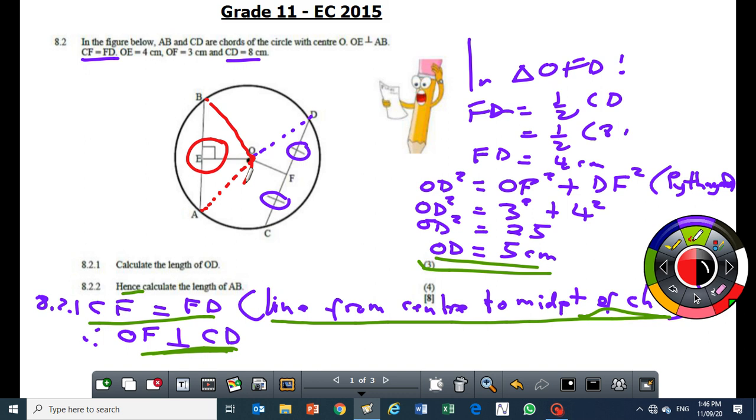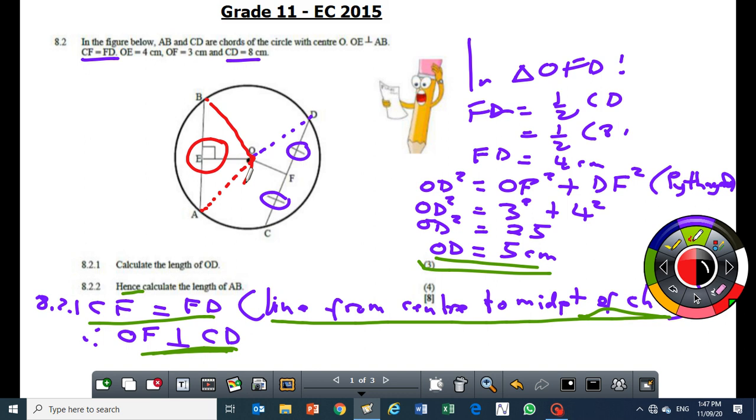You can't get AB directly without getting BE or EA. Okay? It's not possible. You have to get either EA or BE first. Then you use theorem 1 to say that BE is half of AB. Why? Line from center perpendicular to chord.